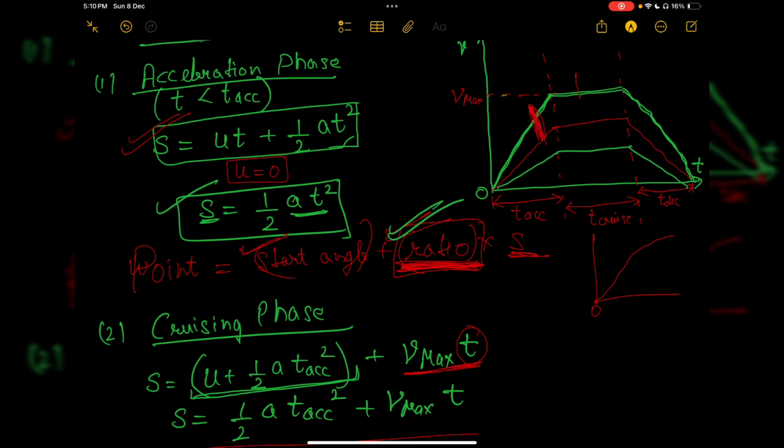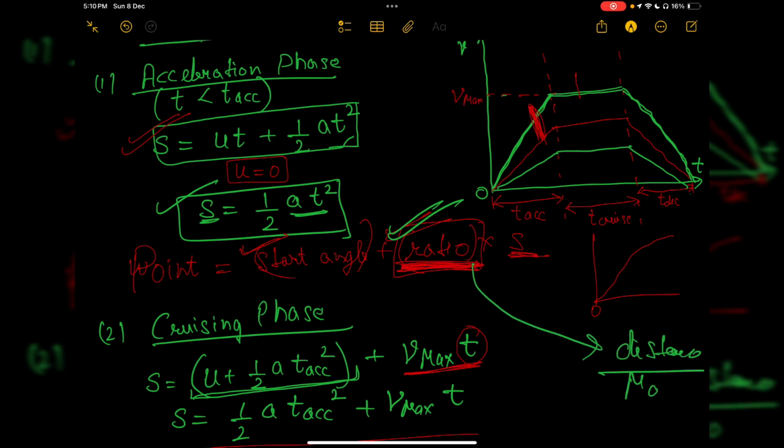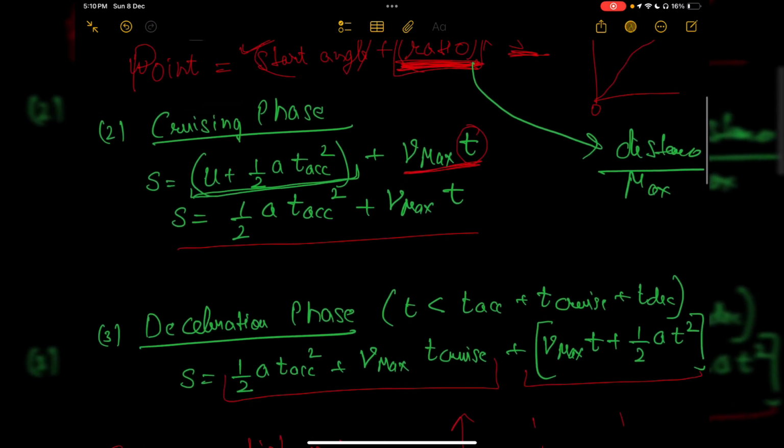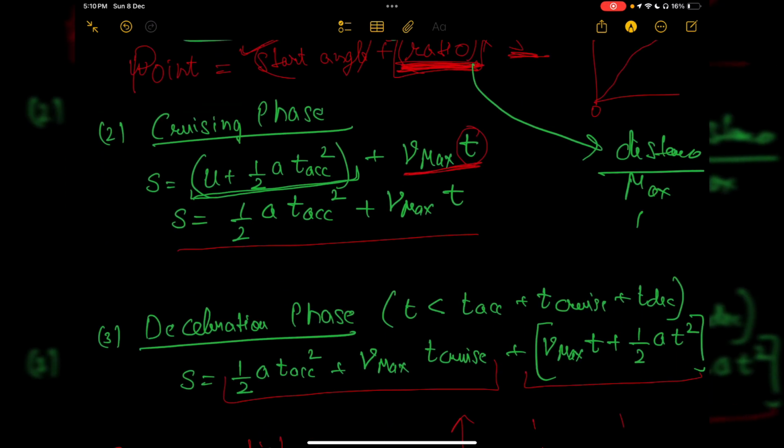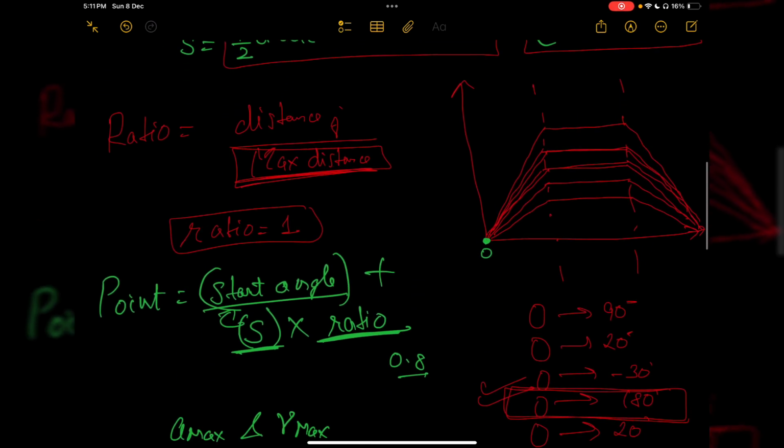So this ratio is important to understand, and what is this ratio? It is the distance this joint has to follow divided by the max distance. For example, this particular joint has to follow pi by 2 radians, but the maximum distance is pi radians. So this is 1 by 2. So this is the mathematics behind this.